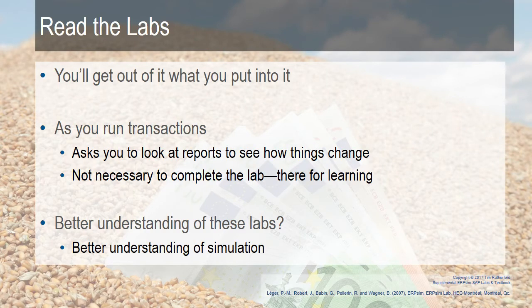Remember, with the labs, you get out of this what you put into it. As you run the transactions, it'll ask you to look at reports to see how things change. These reports are not necessarily there to help you complete the lab. They're there for learning. So it'll ask you to look at, in lab 3 as an example, the combined income statement balance sheet. That has nothing to do with actually completing the transactions. It's more so seeing how a change in this financial transaction changes the balance sheet or the income statement.